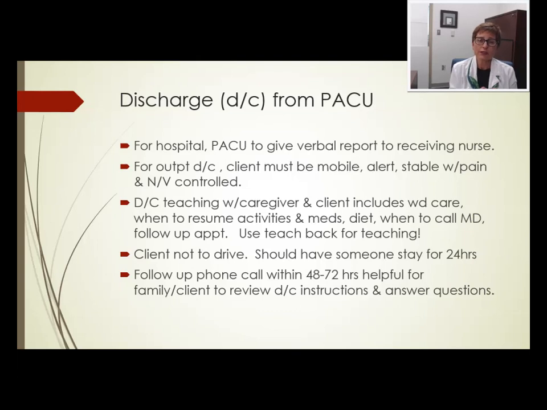The client should not drive, whether it's moderate sedation or regular general anesthesia. They should not drive, and they should have someone stay with them for at least 24 hours. It's very helpful to have a follow-up phone call within 48 to 72 hours. It's helpful for the family and the client to review any of those discharge instructions and to answer any questions, because they often forget to ask the questions when they get home. They're like, oh, I don't remember what I'm supposed to do about this. So it's very helpful to have that follow-up phone call.